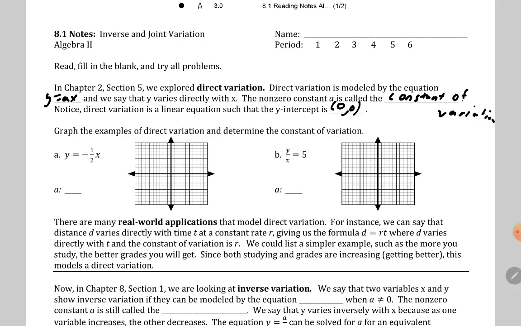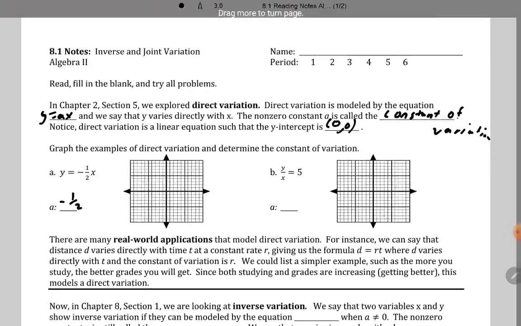Graph the examples of direct variation and determine the constant of variation. So this is in the form y equals ax. So a in this case is negative 1/2. And if we draw it, we start at 0, 0.